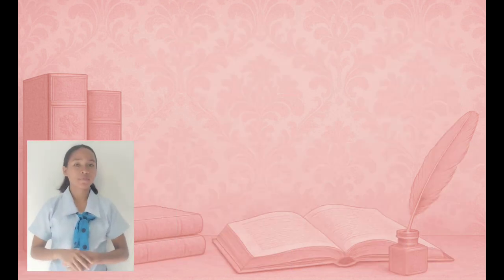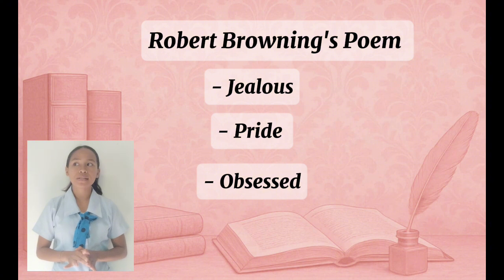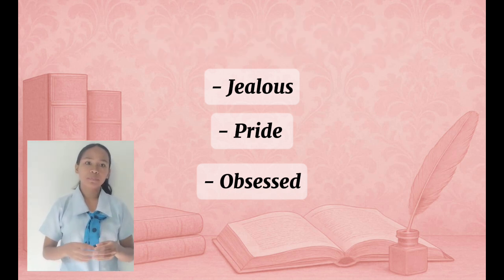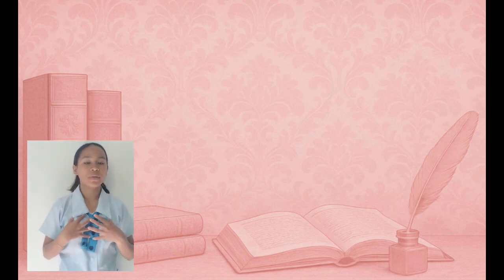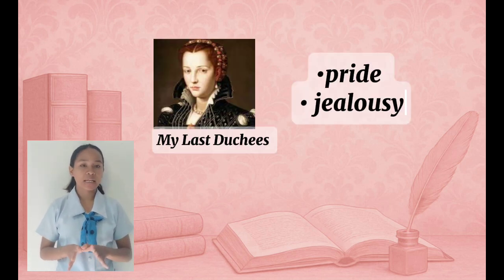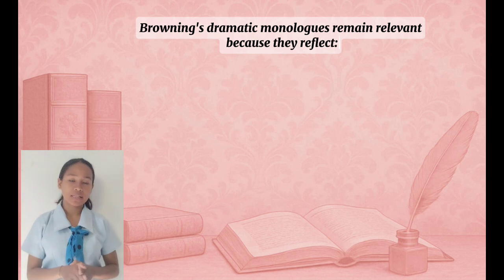Although Robert Browning's poems often focus on characters who are jealous, proud, or obsessed, the goal isn't to admire these characters. Instead, it is how we learn from them. Browning uses these flawed people to teach us important lessons about human behavior and emotions. Just like My Last Duchess, it is about pride and jealousy, which can lead to the silencing of his wife forever. That poem shows how dangerous it can be when we let our emotions take control without understanding others. So why do the dramatic monologues of Robert Browning still remain relevant until now?